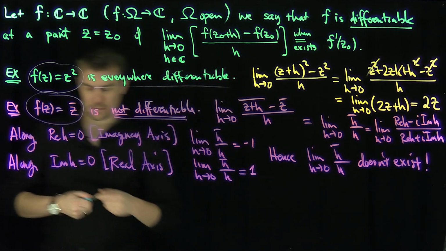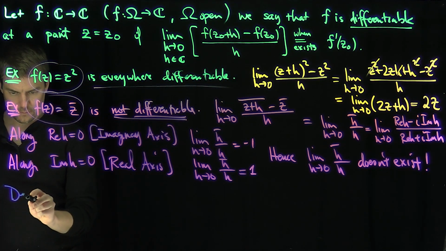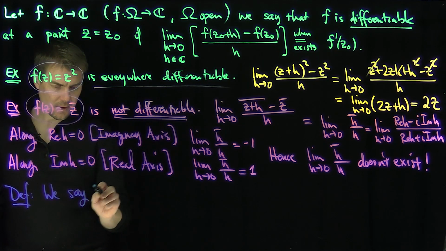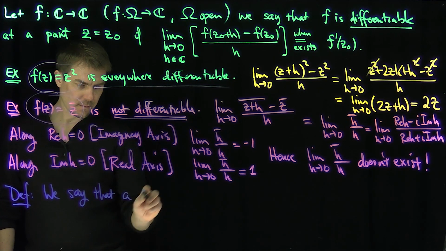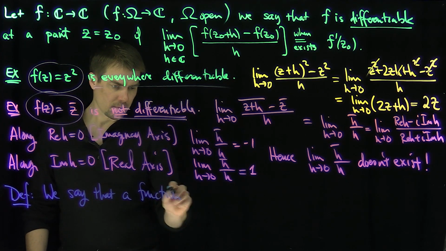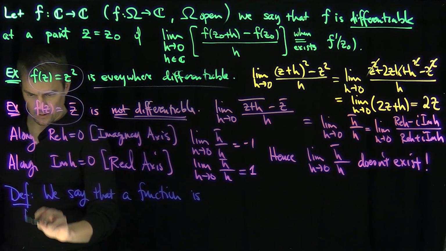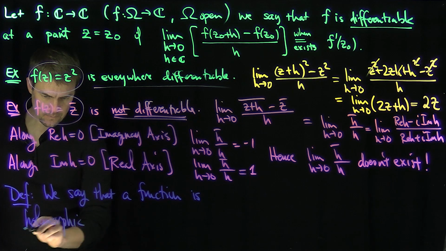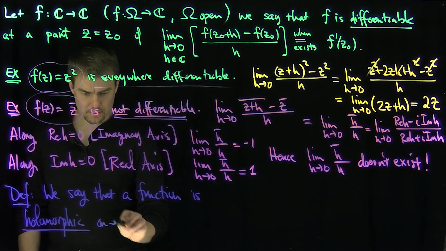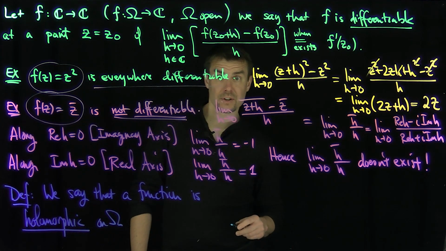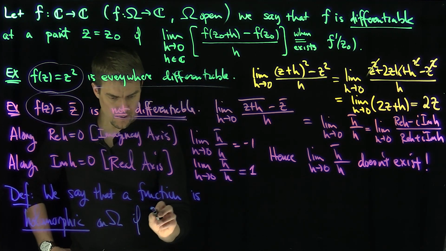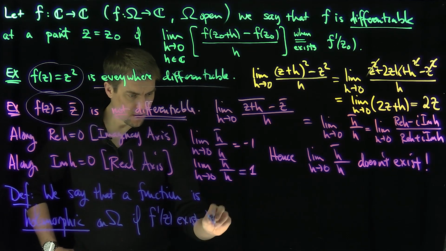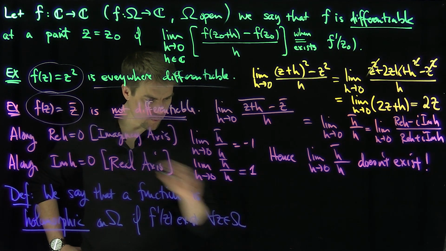And so here's a definition. We say that a function f is holomorphic on omega if its derivative exists at every point, that is, if f prime of z exists for all z in omega.